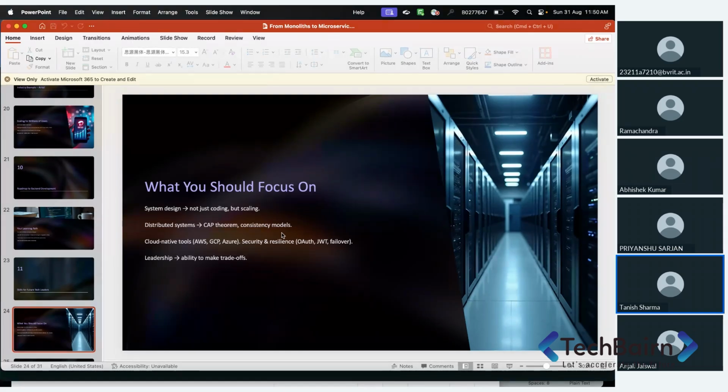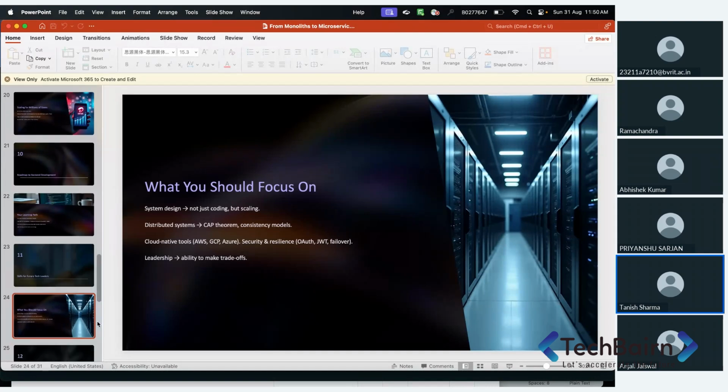So these are the things that you should be focused on while building a scalable system and while breaking up the whole monolith service into microservices.